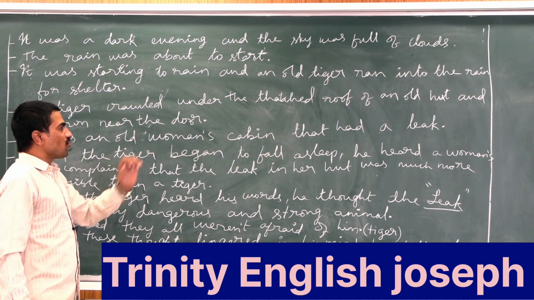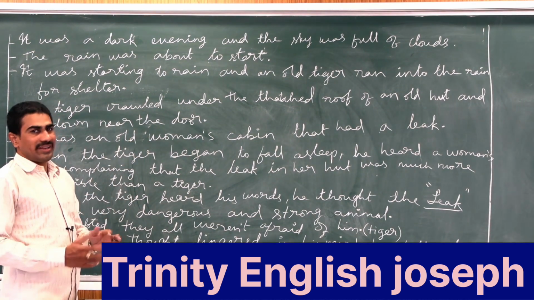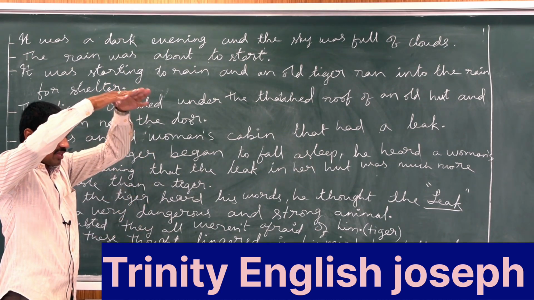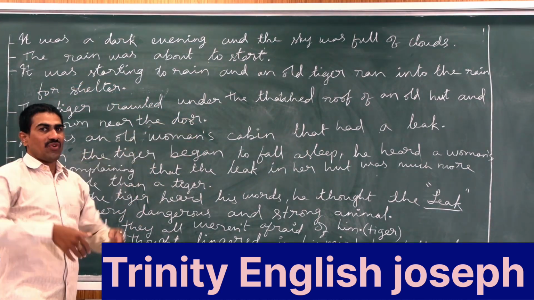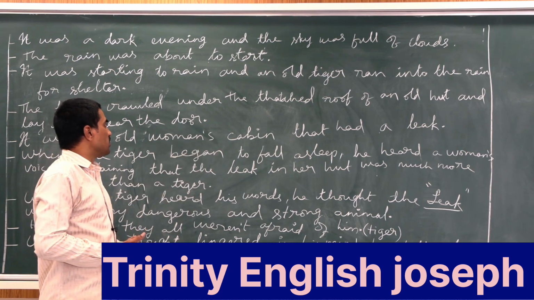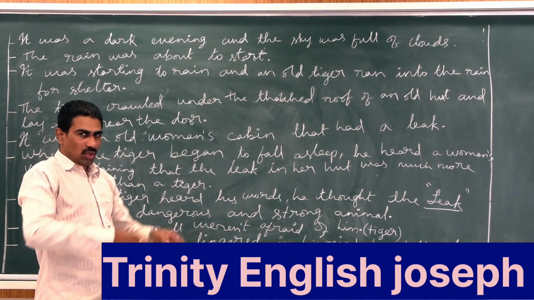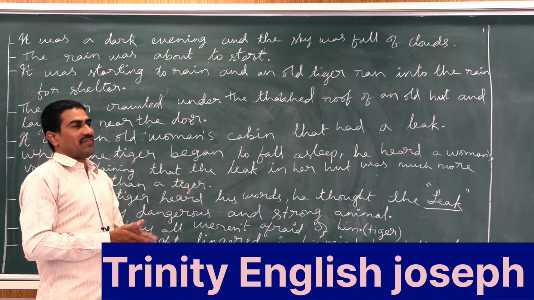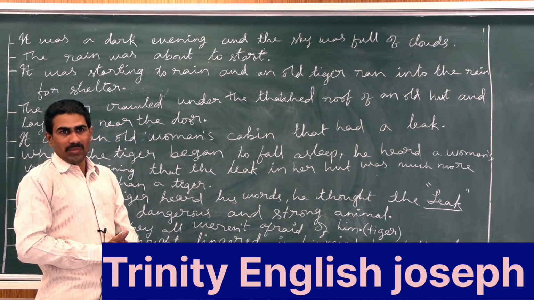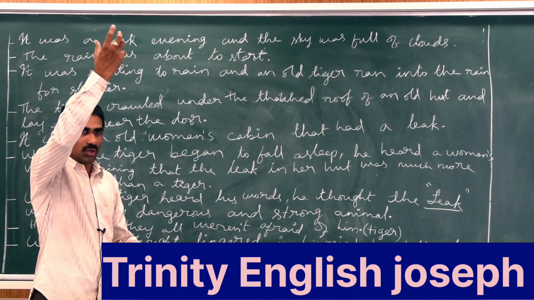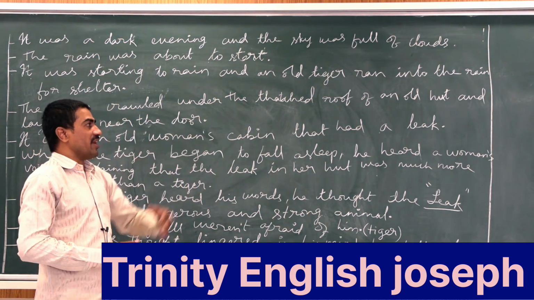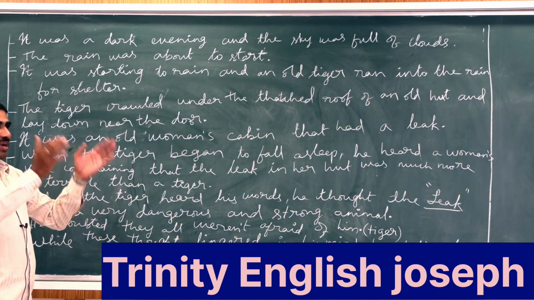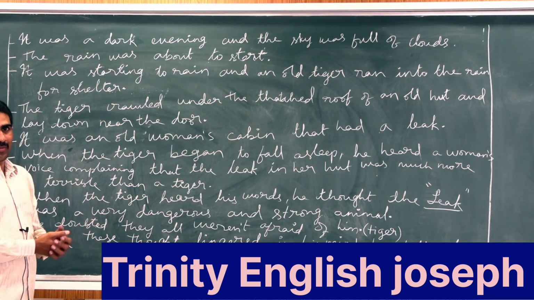It was an old woman's cabin that had a leak. You know, generally for a thatched roof, the palm leaves are used to cover the hut. So that is what is called a hut. Whenever the thatched palm leaves are broken or have some problem, it leaks, or it is a kind of hole. A leak is a kind of hole, and that particular thatched roof, that particular hut, had a leak.